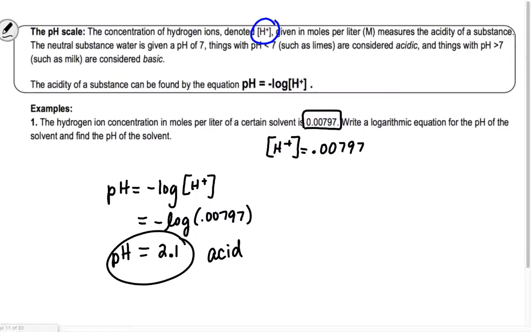All right, does this section make sense?